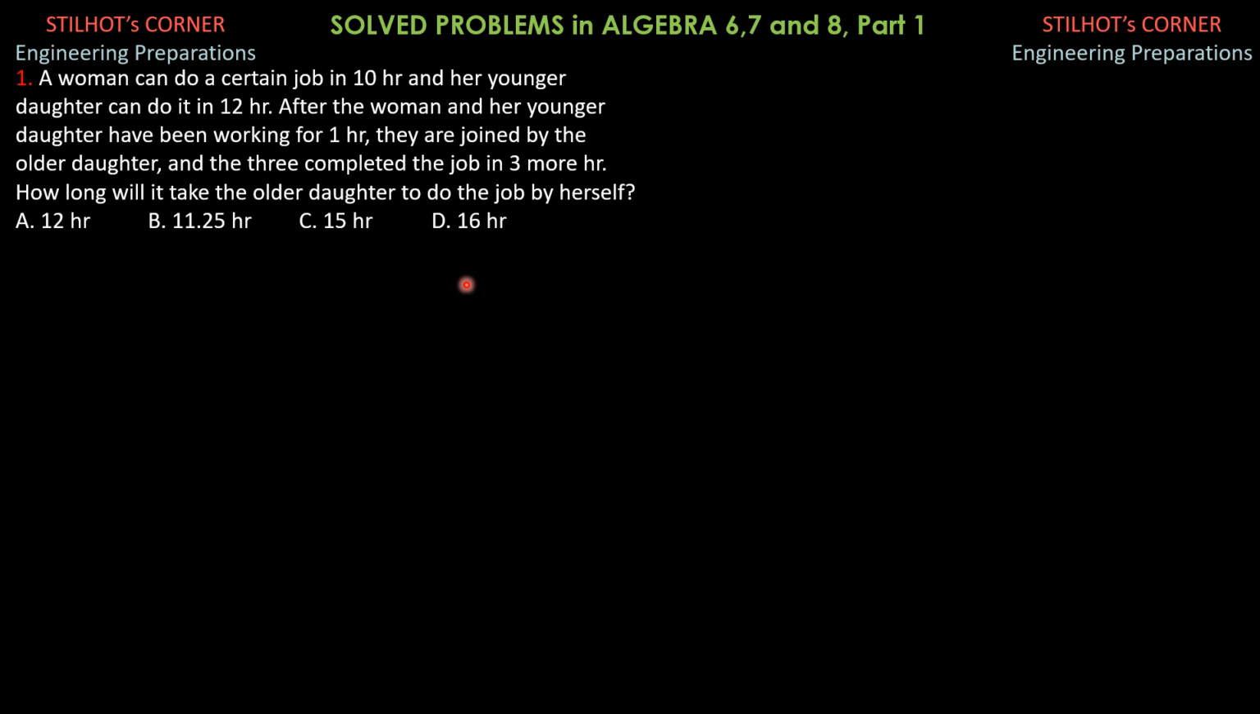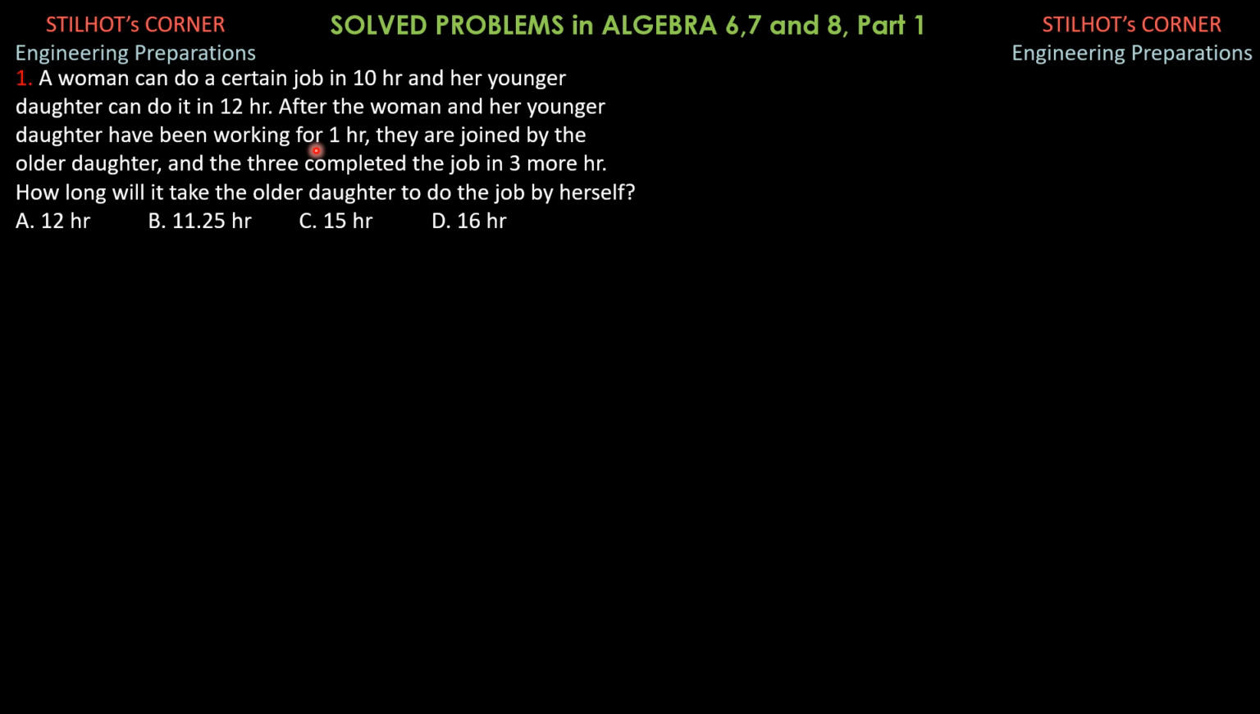So take note that in work problems, if it takes a laborer T hours to do a piece of work, then his or her rate would be the reciprocal, 1 over T. So for the woman, her rate is 1 over 10. For the younger daughter, the rate is 1 over 12. And since we do not know the time it will take the older daughter to complete the job working alone, we will call it x, so that her rate would be 1 over x.